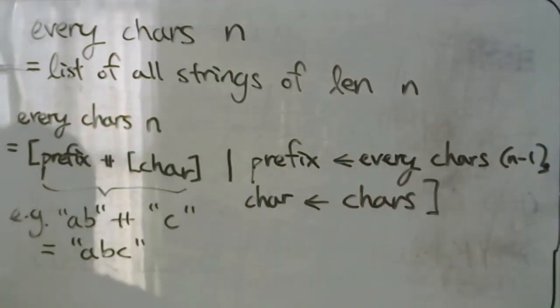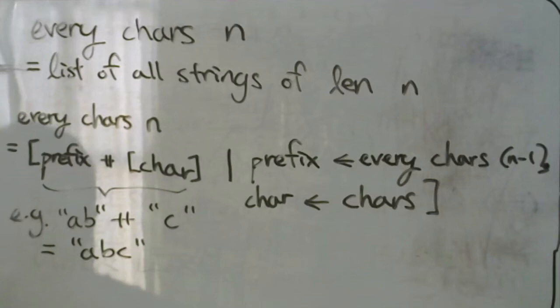We're going to write a bar and specify what prefix and car are going to mean. So I'm going to say that prefix is going to be every possible string of length n minus 1. In other words, every cars n minus 1. While car is going to be every possible character. So car is going to come from cars.